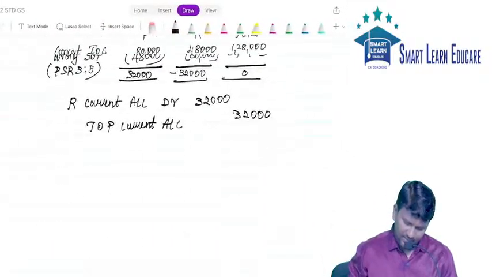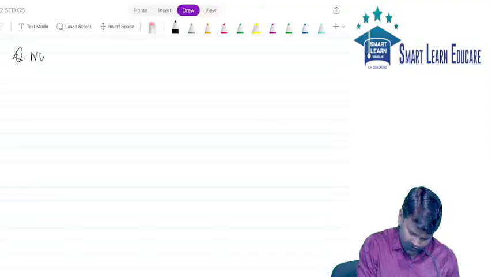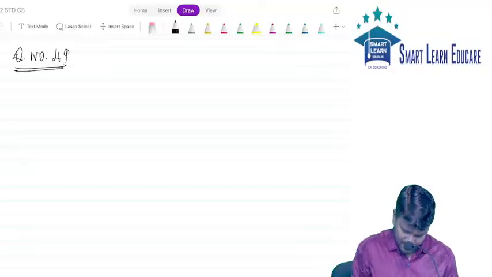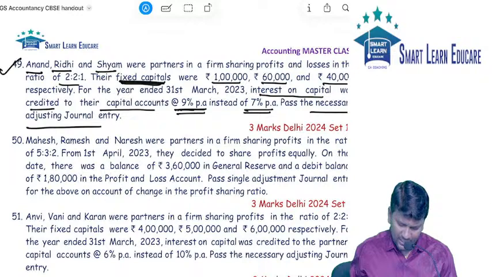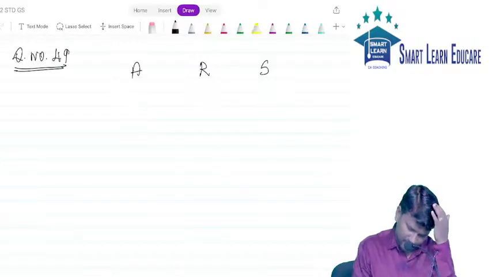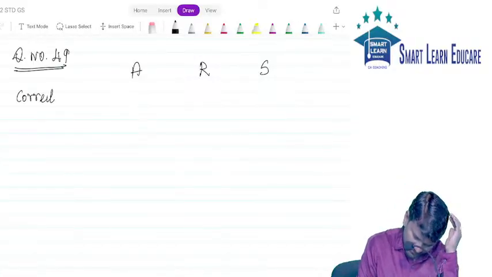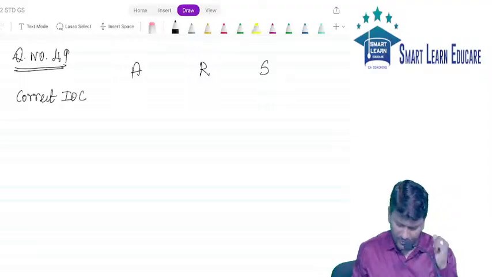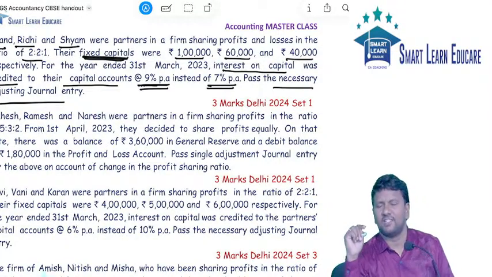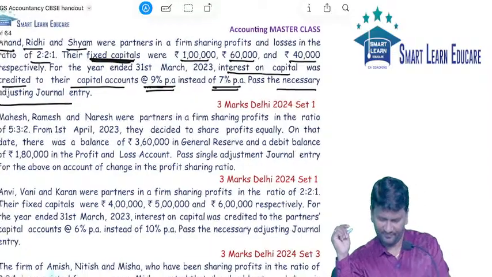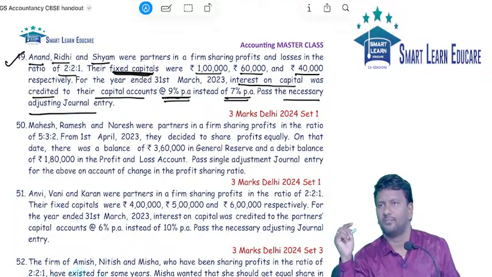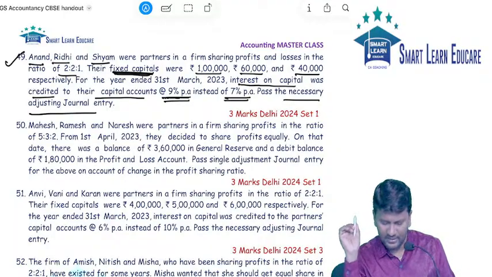So we have 3 partners. Question number 49. Who are the 3 partners? A, R, S. First, correct interest on capital. What is the correct interest on capital? Tell me which percentage. It is 7 or 9. Read the question and tell me which percentage.